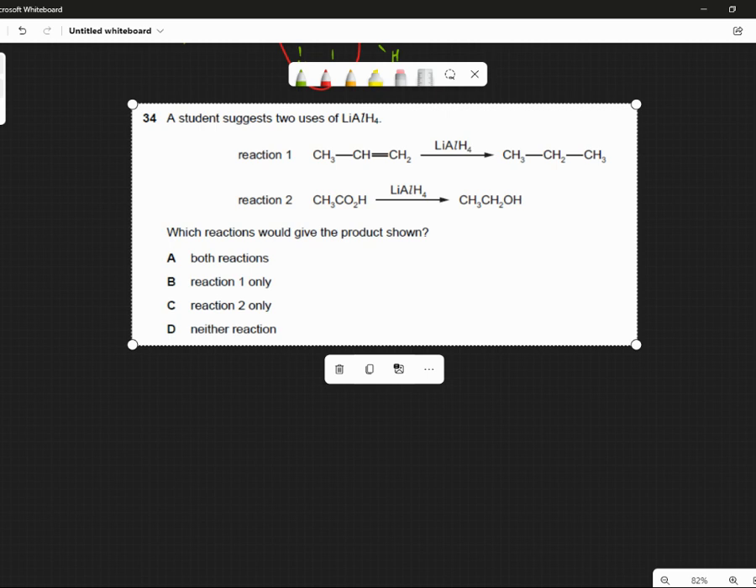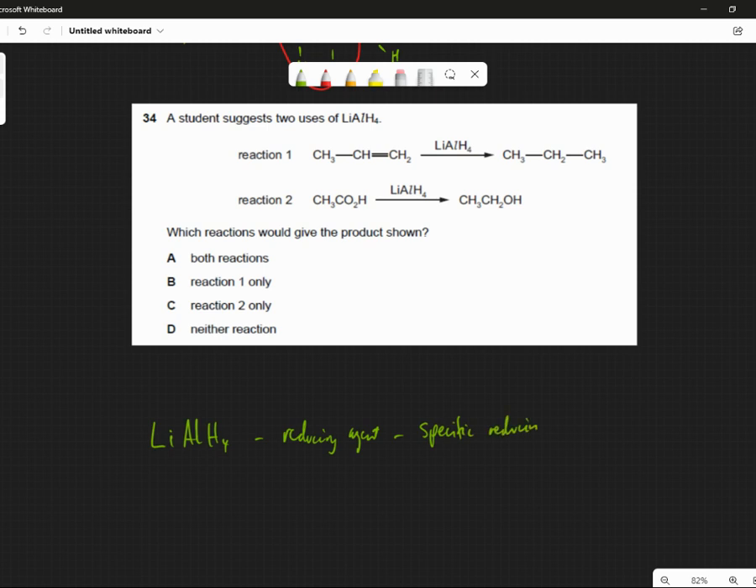Lithium aluminium hydride, and you're quite right, is a reducing agent. It is a strong one, but it's also a specific one. In other words, it doesn't reduce everything. It only reduces some things. So in the top one, lithium aluminium hydride, crazy but true, doesn't reduce double bonds. So it's not going to do reaction one. It's not its job to do double bonds.